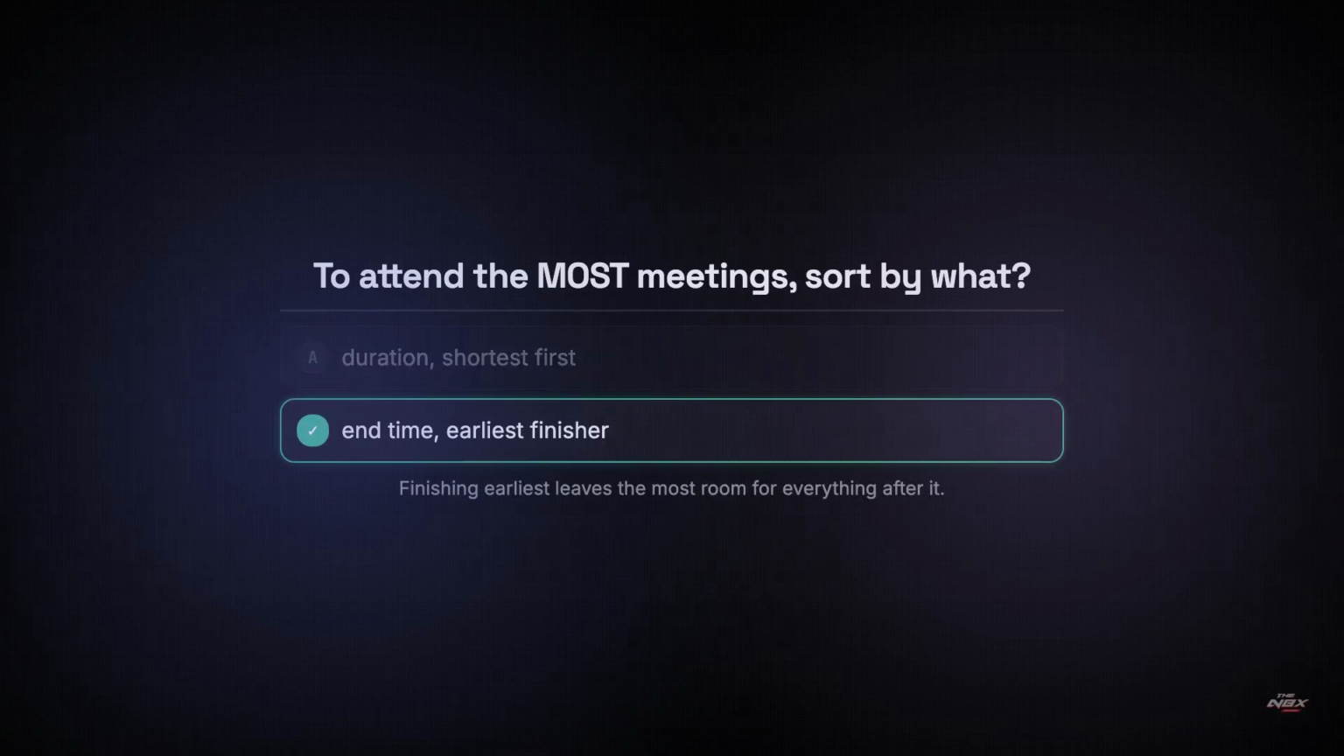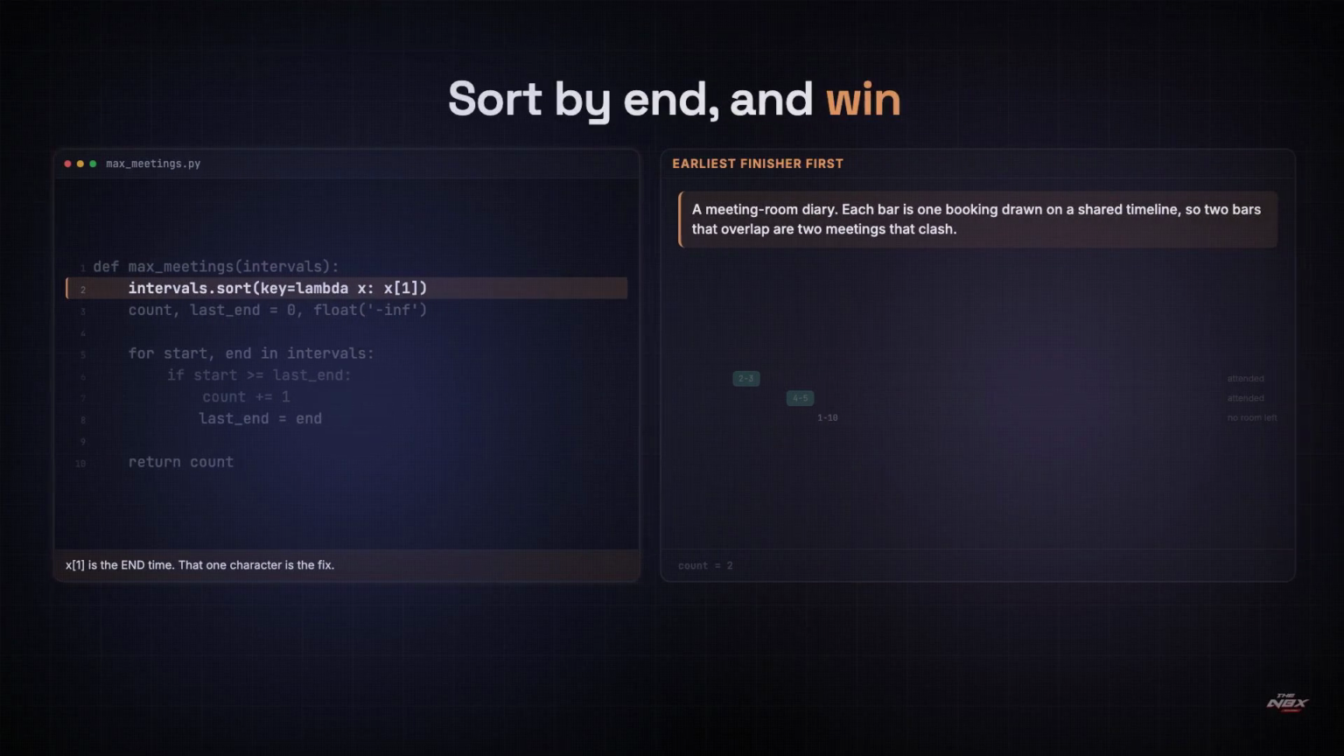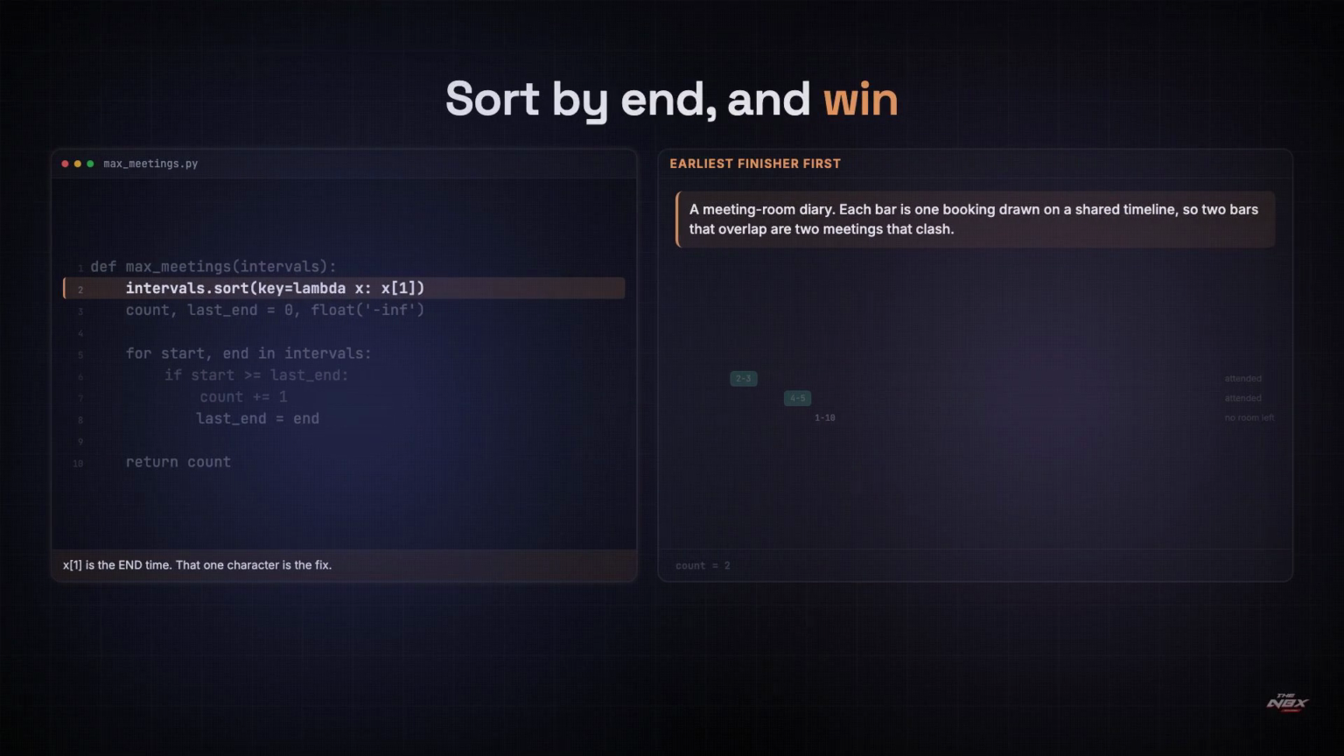Ready? Sort by end time. Shortest first sounds clever, and it also fails, because a short meeting sat awkwardly in the middle can still block 2 others. What actually matters is who frees the room soonest. 1 character changes. X1 instead of X0, so we sort on the end time.